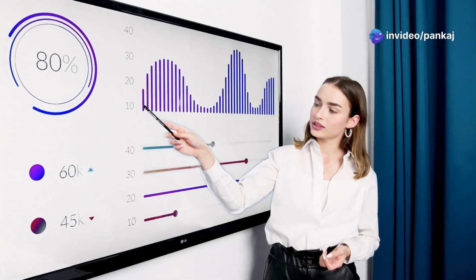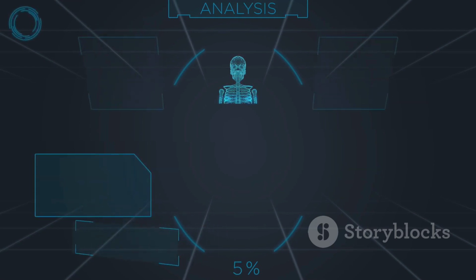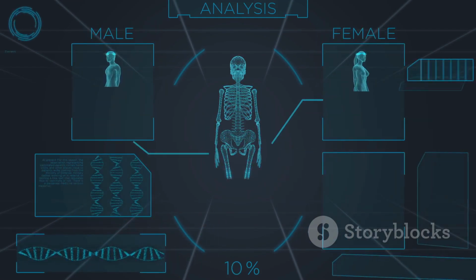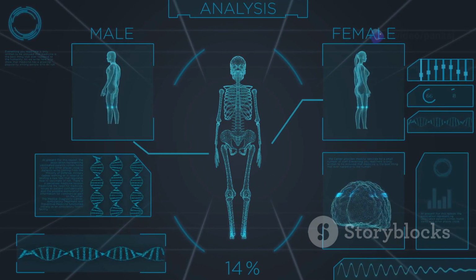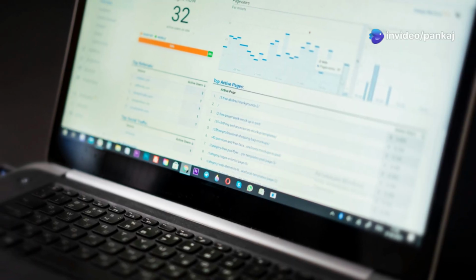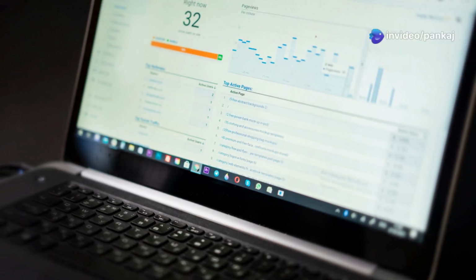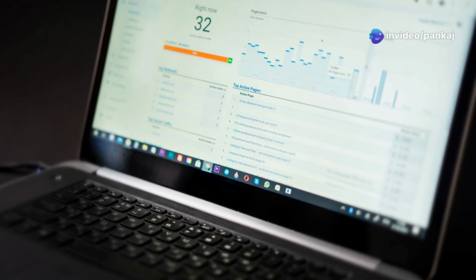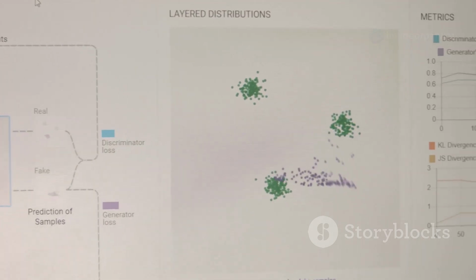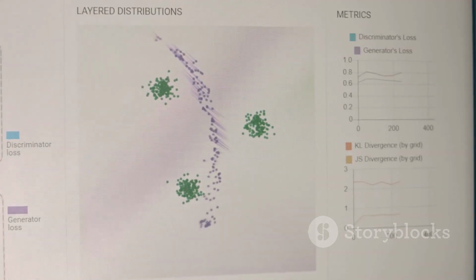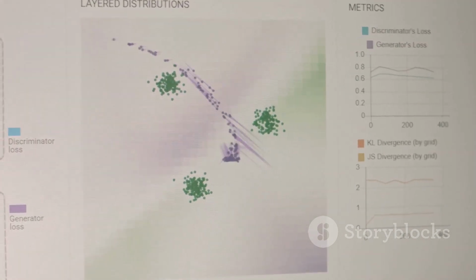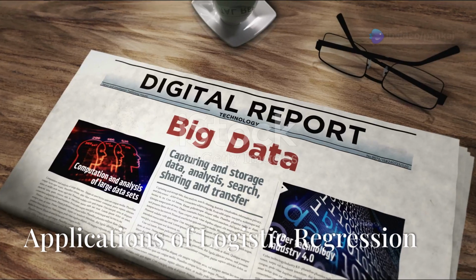Accuracy tells us the overall percentage of correct predictions, while precision and recall focus on the model's ability to correctly identify positive cases, survivors in our example. By analyzing these metrics, we can get a good understanding of our model's strengths and weaknesses. We can then fine-tune our model by adjusting its parameters or trying different data pre-processing techniques to improve its accuracy.